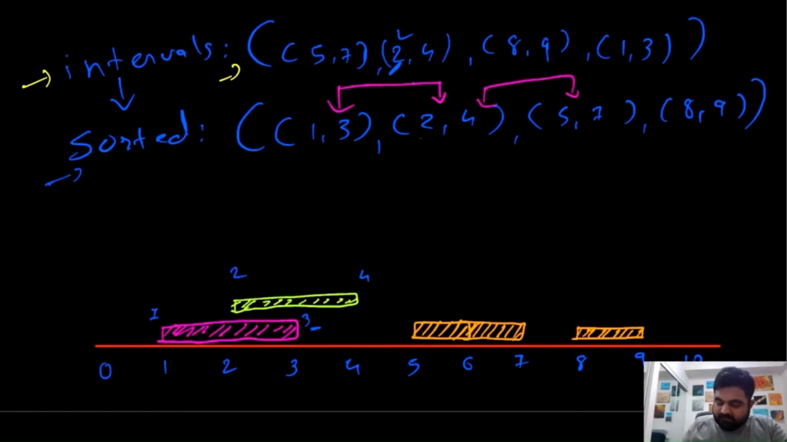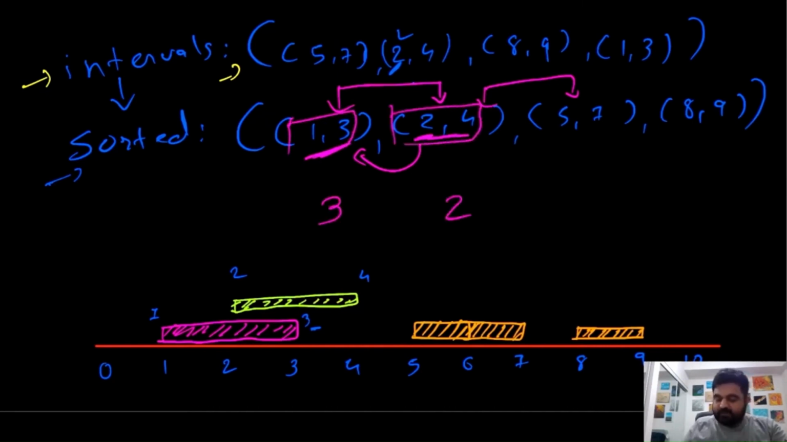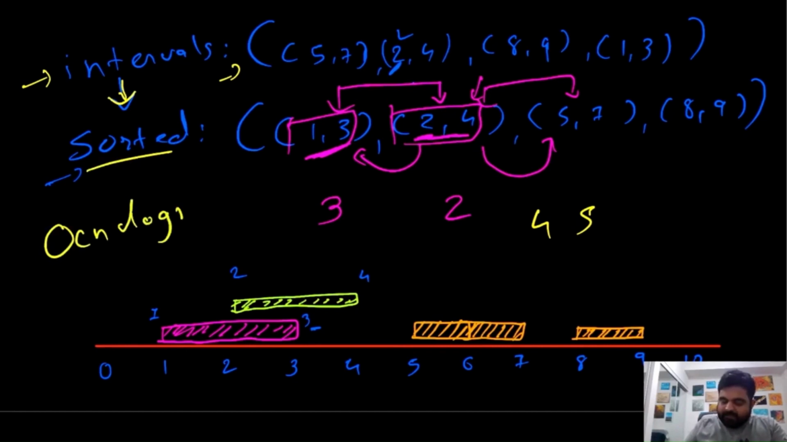How can we tell? We only need to check whether the starting point of the second interval is smaller than the end of its previous interval; if so, we know that there exists a conflict. In this case, between 1 and 3 and 2 and 4 there exists a conflict, because this interval ends at value number 3 and this interval starts at value number 2. Meanwhile, this interval ends at value number 4 and this one starts at value number 5, so there is no conflict. This is a very easy way to determine whether there exists a conflict. In terms of time complexity, the sort operation takes only big O of n log n, which is a big improvement compared to the previous time complexity of big O of n square.